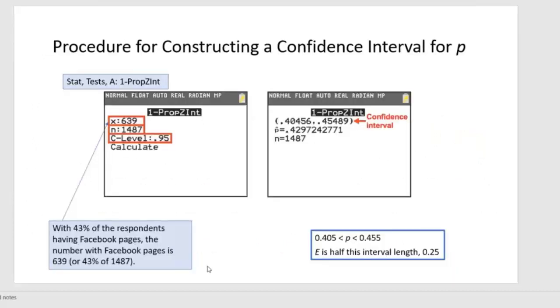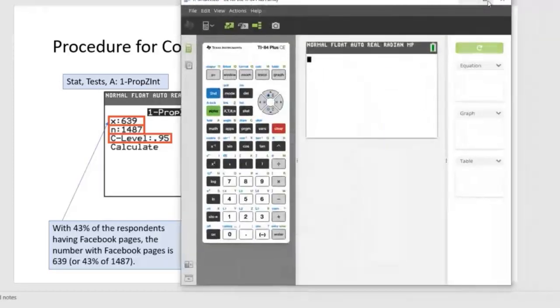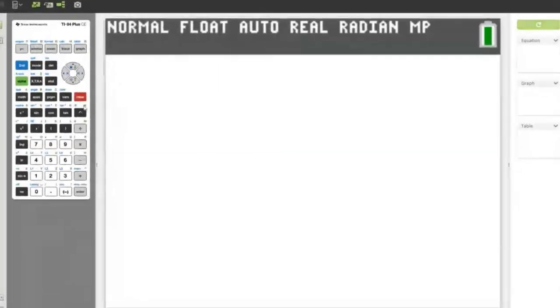Let's look at what would have happened if we wanted to use our calculator. Yay for these calculators for this. Same problem. I could go into stat and test. Now that's not where we've been before. So bringing back up the calculator, stat, test. I'm going to make it big for you for just a minute here.